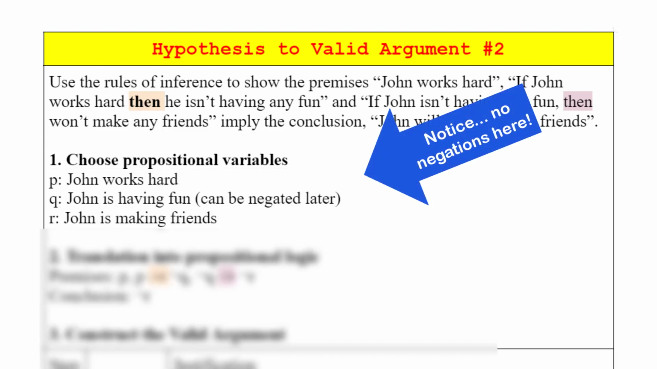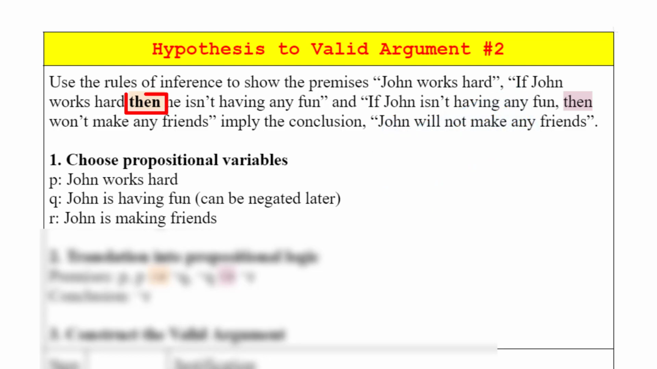We're also not adding the thens that you see already highlighted in the text itself. These are very basic propositional statements, and we'll add those features in. So as we move on here, we're going to add P, Q, and R: P is John works hard, Q is John is having fun (again, we can negate it later), and R is John is making friends. So that's the first part of our propositional variable setup.